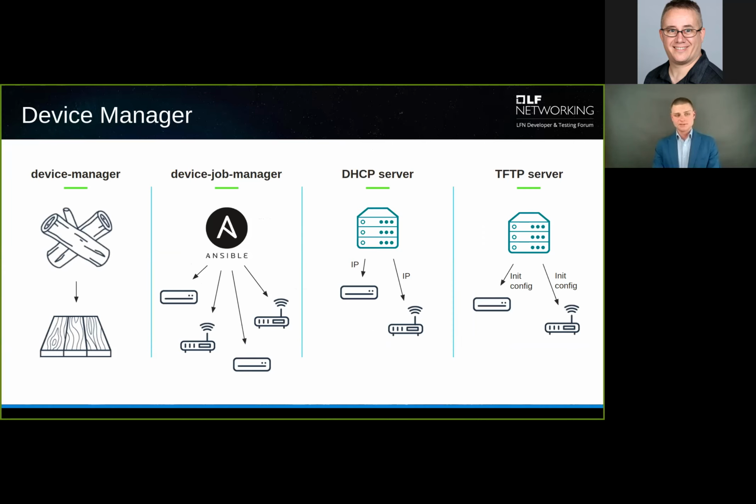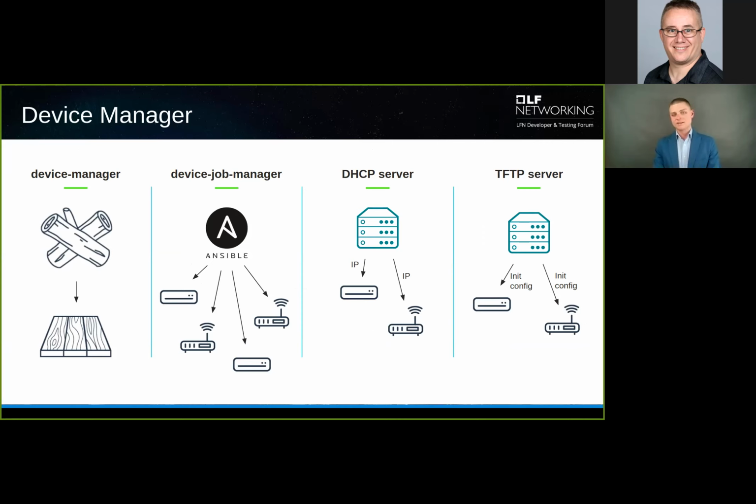The first one is the device manager itself, which, in fact, like a schema transformer, takes the high-level definitions that should be applied to physical devices, and then computes the specific configuration that should be applied to these devices. There's also a device job manager, which in fact is a set of playbooks written in Ansible. These jobs are then applied to physical devices in order to provision them.